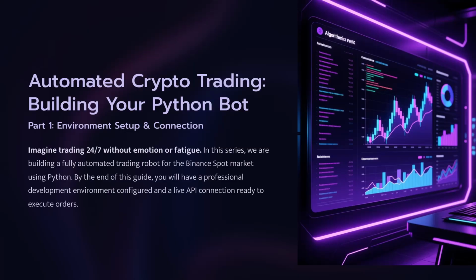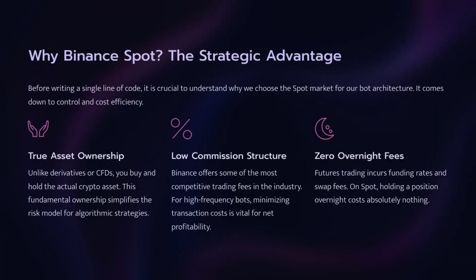Why Binance Spot? The cost advantage. Before we code, why Binance Spot? First, you buy and own the actual asset. This means no complex swap or funding fees you get charged in futures trading. Second, Binance offers very competitive trading fees, which is crucial for a bot that trades frequently. Let me show you why this matters with a real example.